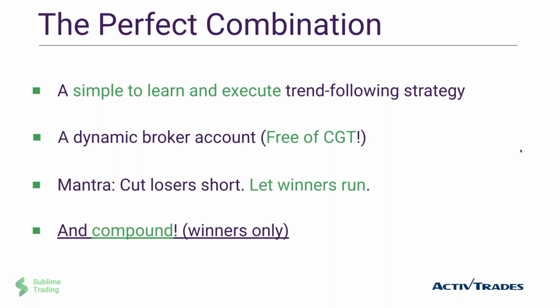And compound winning positions only. So this is the perfect combination. You want a simple to learn and execute trend following strategy. You want a dynamic broker account that keeps money under your control and gives you access to every single asset, that's free of capital gains tax, and that allows you to manage your stop losses, your entry points, all of that good stuff. You then want to cut losers short, you want to let winners run, and you want to compound winning positions. If you get this correct, guys, you will never want to use any other strategy.